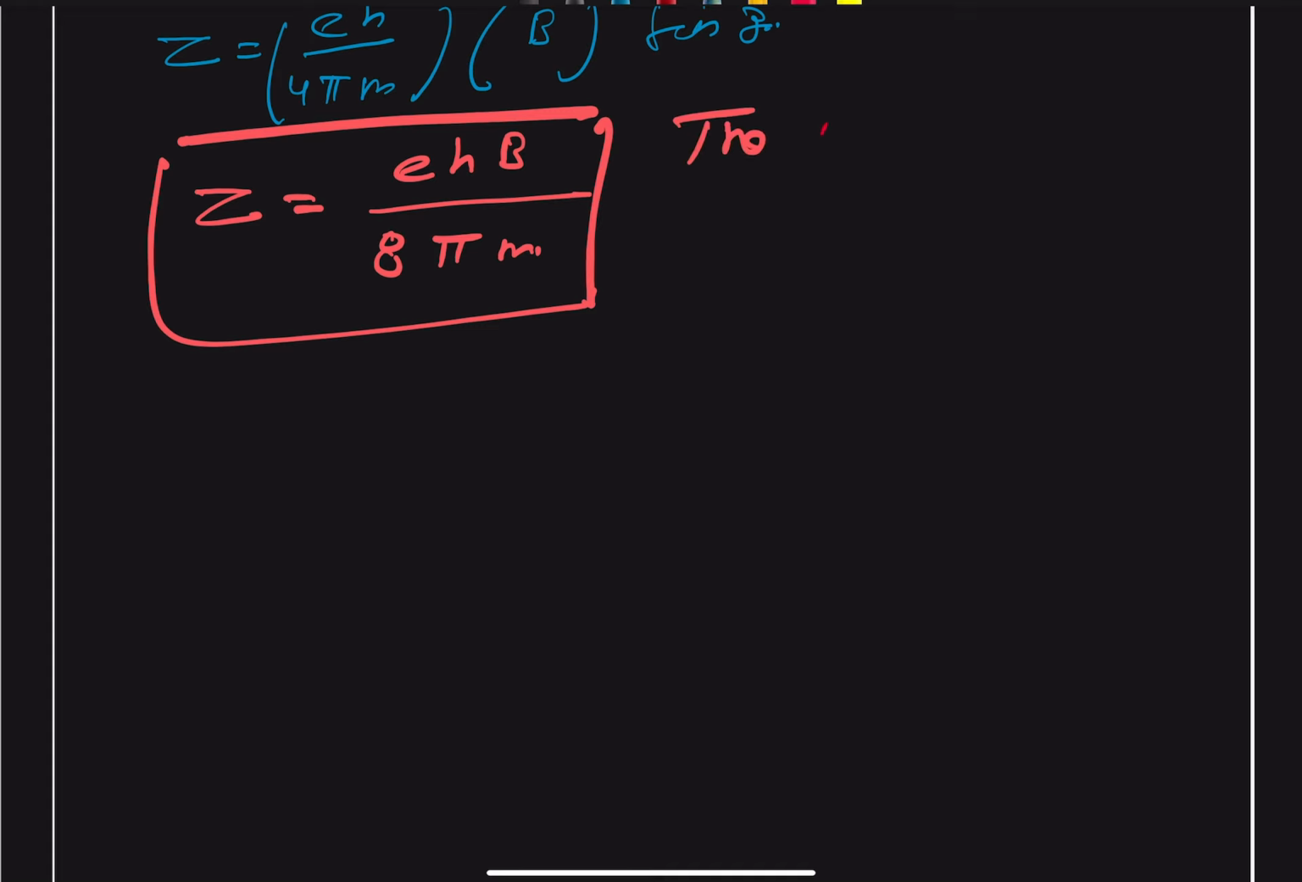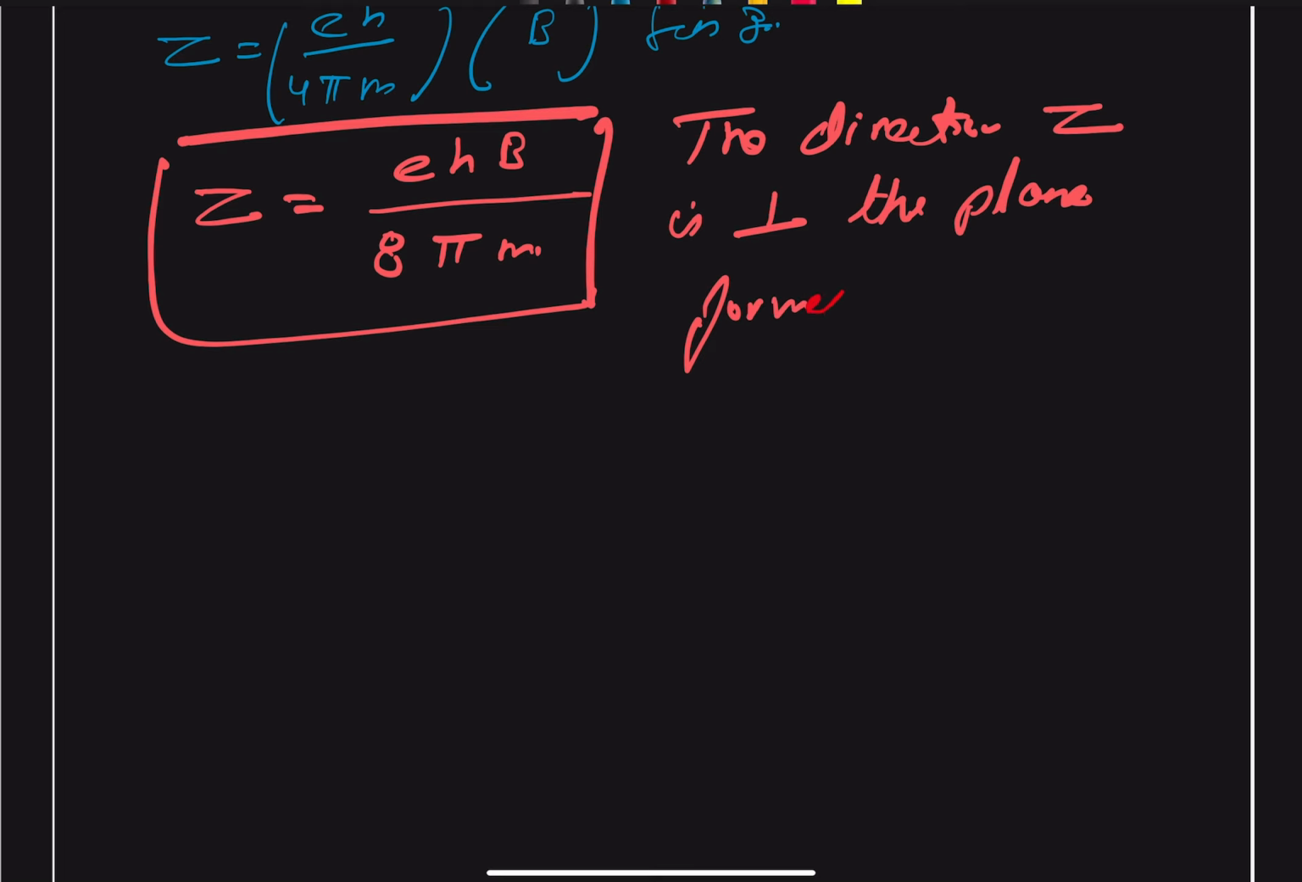So the direction of torque is perpendicular, because the cross product is perpendicular to the plane formed by the magnetic moment and our magnetic field.